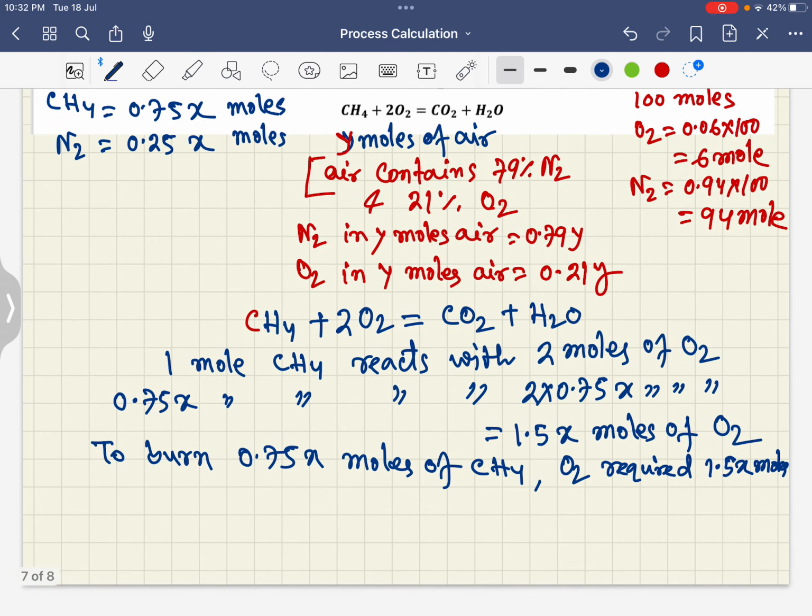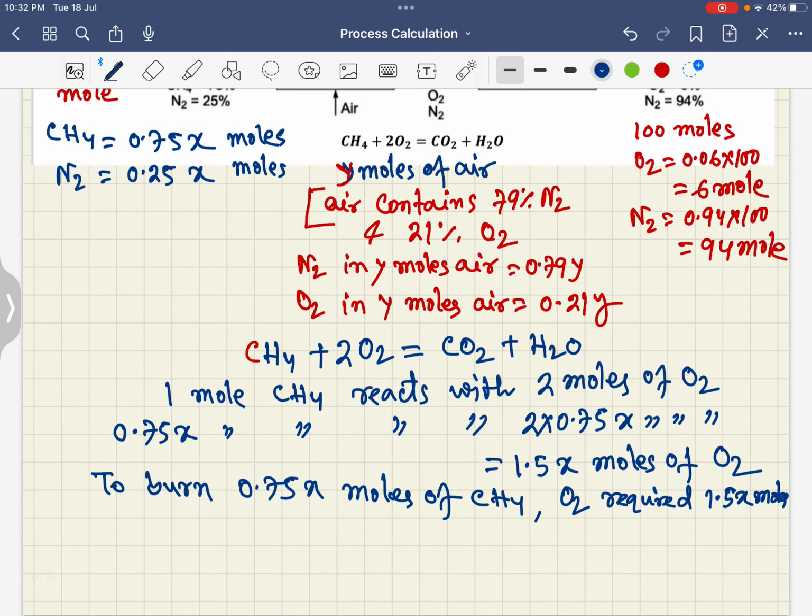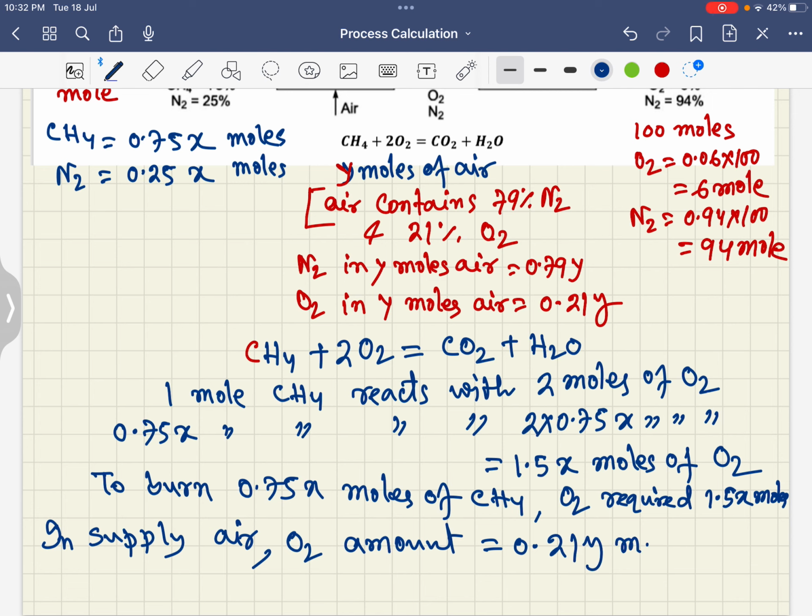Okay, that is required. Now from the supply air, the oxygen amount is 0.21y moles.